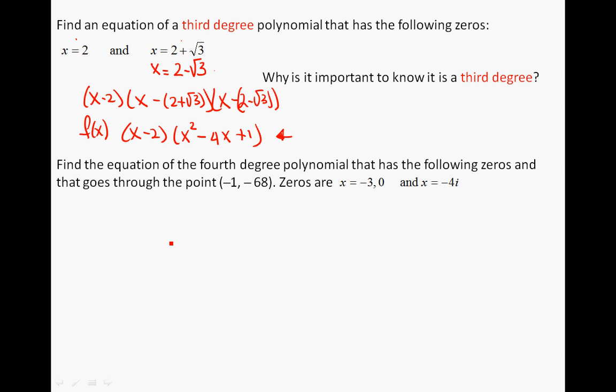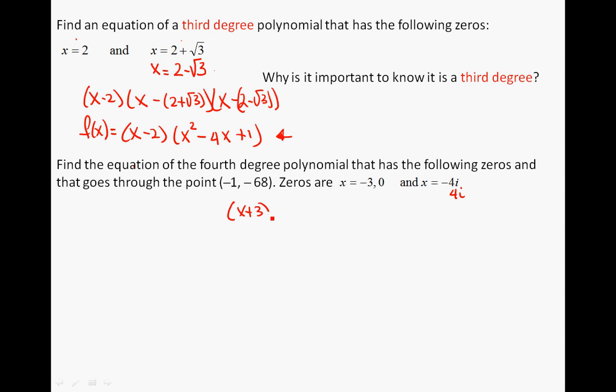Okay, let's do this one more time. And now we'll also look at what if it has to go through a specific point. Okay, and this point here is going to make this number here sort of fixed, and we'll need to figure that out at the end. So let's start with the beginning. So let's see how many zeros are given. 1, 2, 3, but this one also comes with its little sister or brother, so that's 4i, and it's fourth degree, so that's it, 4 zeros.